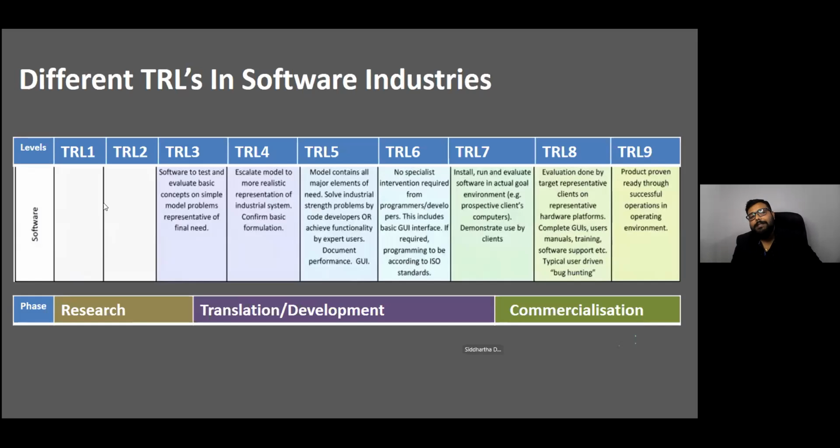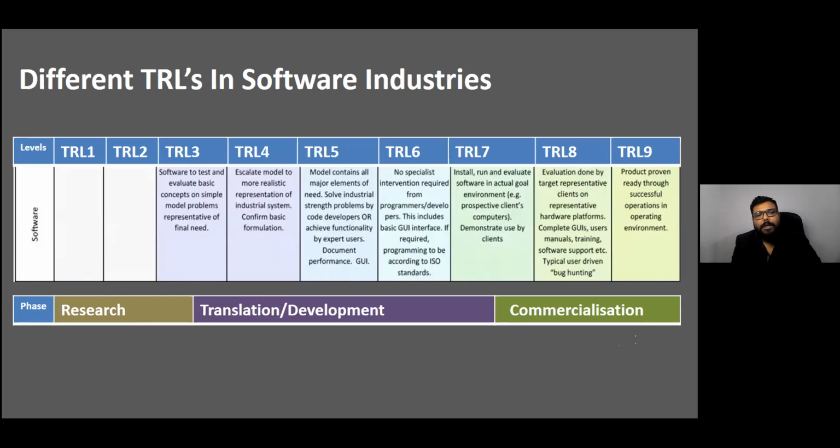Now once these 2 steps are done, this is more or less research-oriented work. In the software industry also we need to do some research whenever any product needs to be launched. So before starting the development of that product, or translation of that product into development mode, we need to do some research. So basically these are TRL 1 and TRL 2.